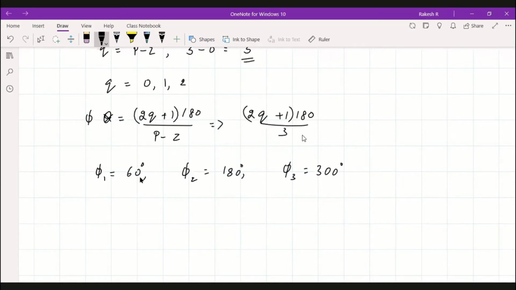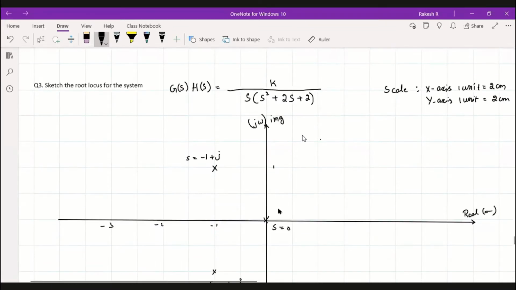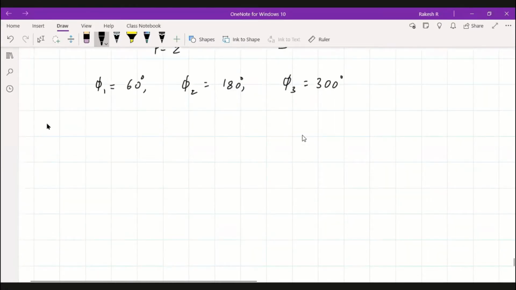Now what do we need to do? We need to plot the asymptote angle in the graph. But to plot the asymptote angle in the graph, what do we need? The centroid. We need to find out the centroid. That will be our step 4, that is, to find out the centroid zeta here.